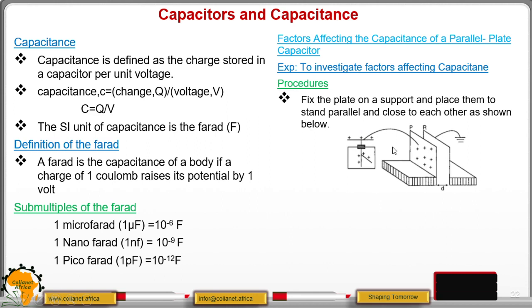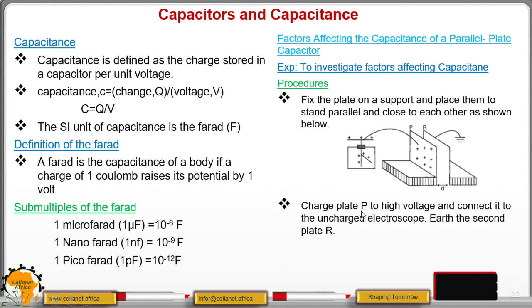So, having these apparatus, we have the following as our procedures. Number 1, fix the plates on a support and place them to stand parallel and close to each other. You can see how we have placed the plates. They are parallel to each other. The distance between them is D. Then we have P and R. This one is earthed, while this one is charged.